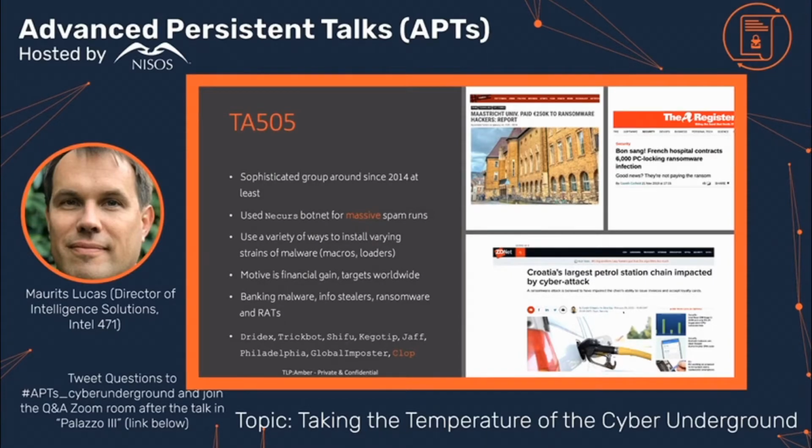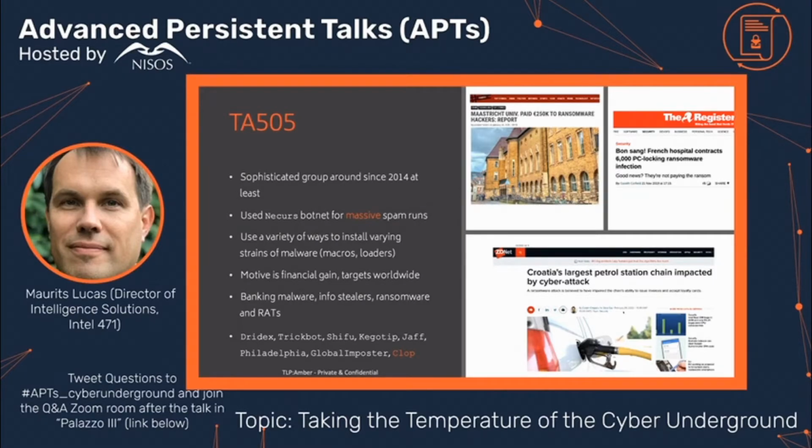but also ransomware. And they've been around for so long, since 2014, that they've had to change the malware that they use, because sometimes the malware families they relied on simply disappeared, either because the author stopped supporting them, or they were taken down through international coordination between security companies and law enforcement, for instance. So they've been known to use Dridex, TrickBot, Shifu, Locky, JAF, Philadelphia, Global Imposter, and recently they've kind of returned to ransomware and started using Clop.